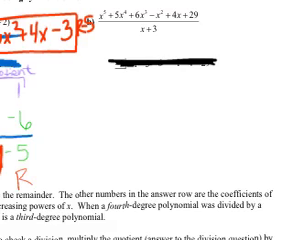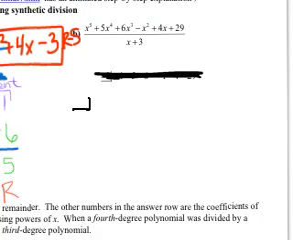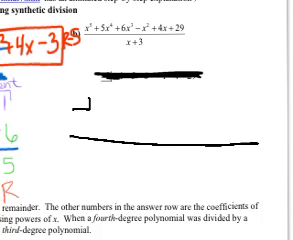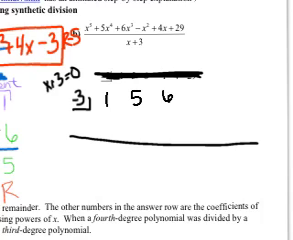Okay, let's set up. We have a box. We have a line. What goes in the box is the divisor solved. So x plus 3 equals 0 is negative 3. What goes all of the way across here is your coefficients. Before you start writing, let's check the coefficients. X to the 5th, 4th, 3rd, 2nd, 1st, none. So everything's there. We're just going to fill in the coefficients. 1, 5, 6, negative 1, positive 4, and 29.